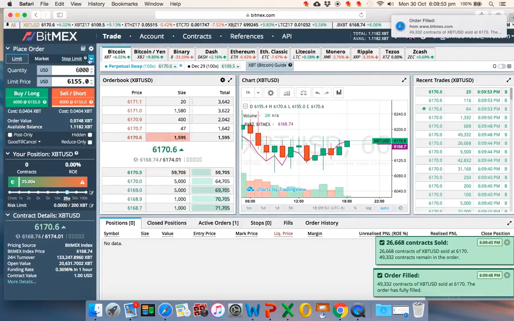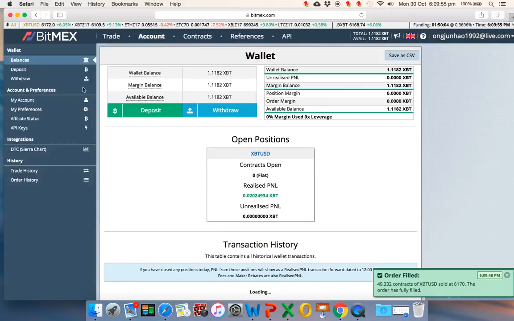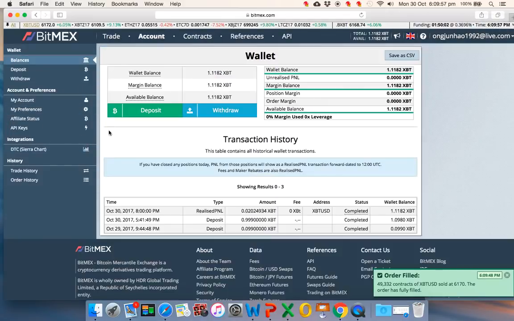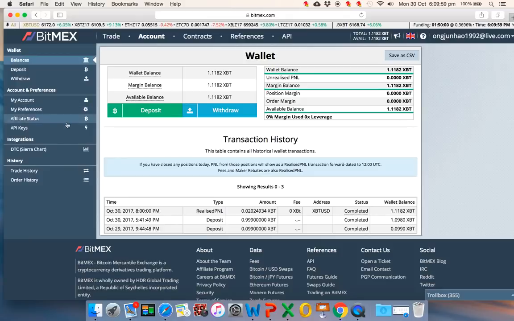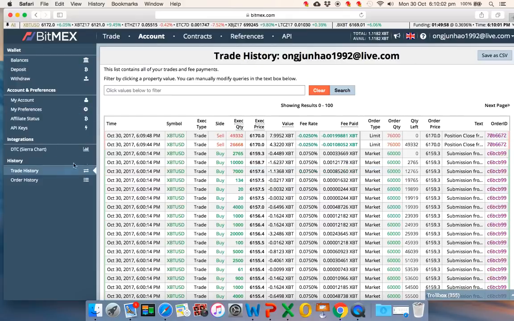So basically, if you look at the order history now, I've made some money within just these few minutes. So I bought the Bitcoin at 6158. I sold it at 6170. So that's approximately around $10 earned, slightly more than that, but minusing away the transaction cost is around $10.